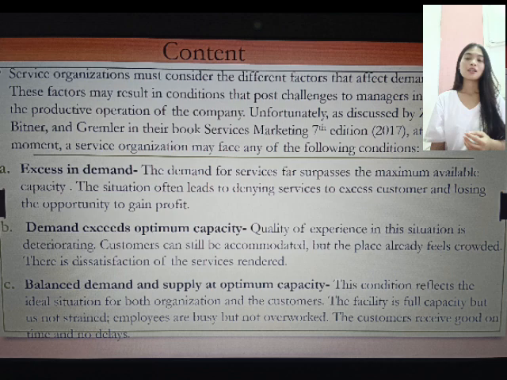First is excess in demand. The demand for services far surpasses the maximum available capacity. The situation often leads to denying services to excess customers and losing the opportunity to gain profit.